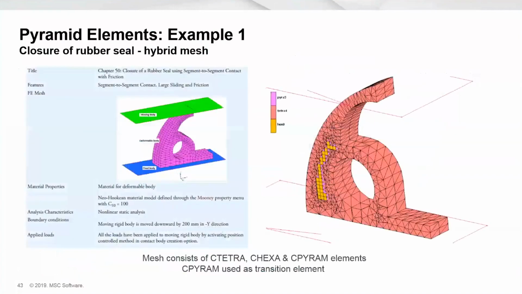So we've run some examples. We've taken some examples from our demonstration guide. In this case, Chapter 50 for Solution 400, we picked a highly nonlinear example where we have 2 plates pressing on a rubber seal using segment-to-segment contact with friction. This is an older example that we had in our demonstration guide. Previously, it didn't contain any pyramid elements. For the new example, we added pyramid elements, and they're shown in pink on the right-hand side. And when we compare the results.